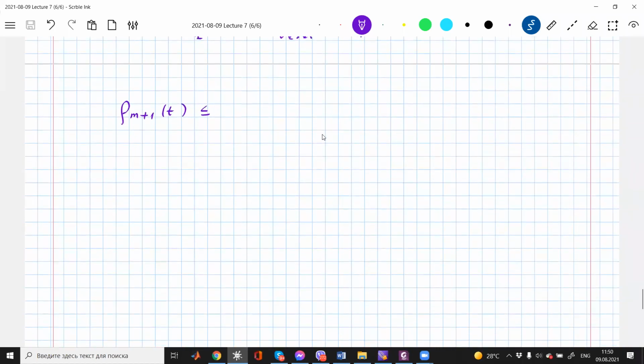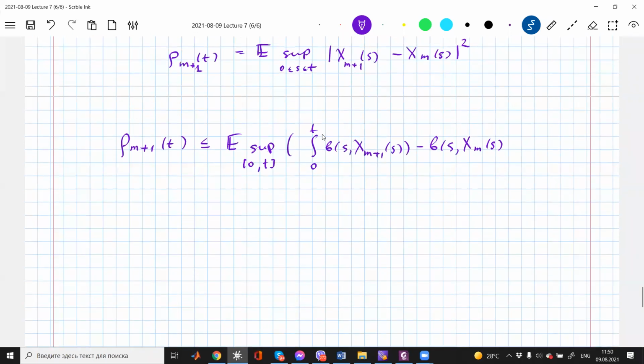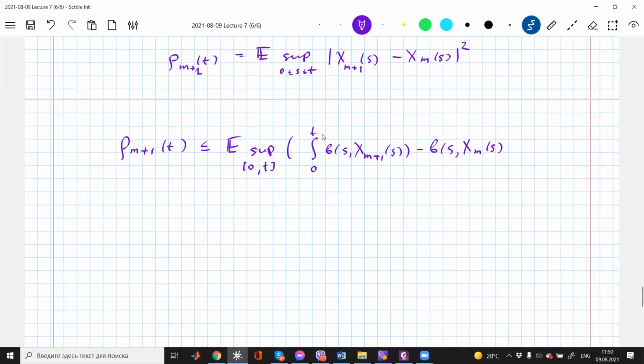Let me write here the first step from 0 to t. Here I will have integrals from 0 to t of b from s, x m plus 1 from s, minus b from s, x m from s. This is just the definition of the functions, ds, plus integral from 0 to t of sigma from s, x m plus 1 from s, minus sigma from s, x m from s, dw from s, and this is to the square.